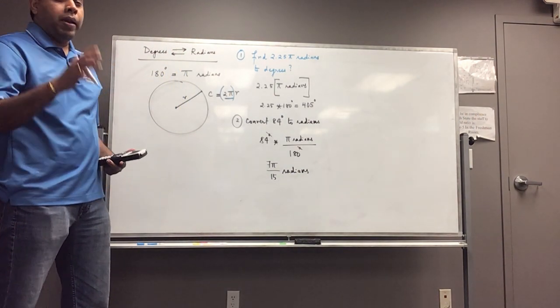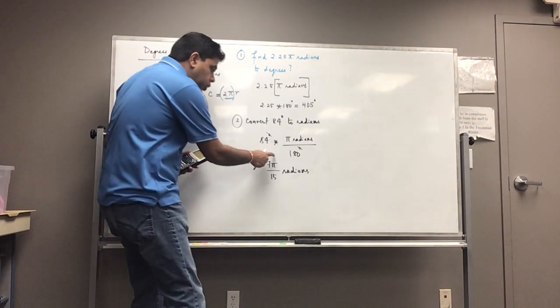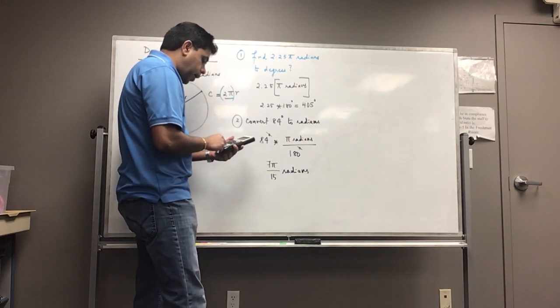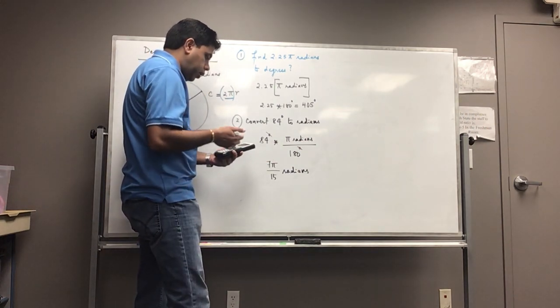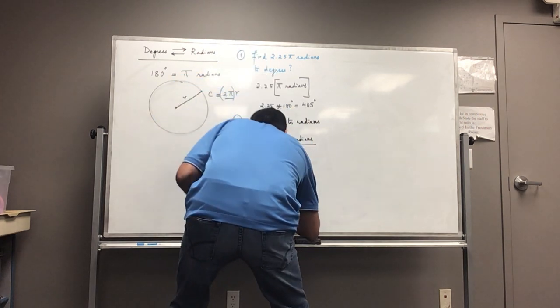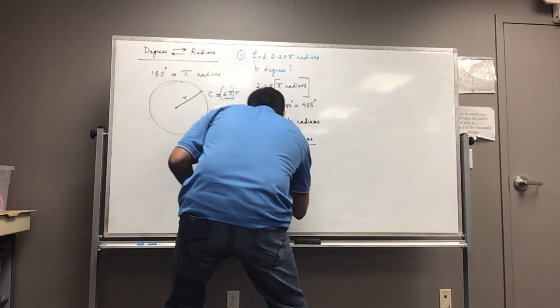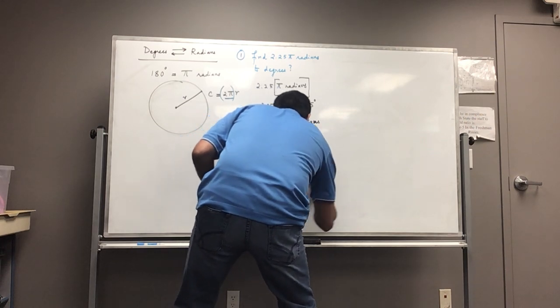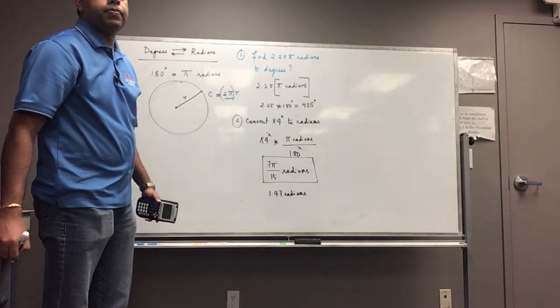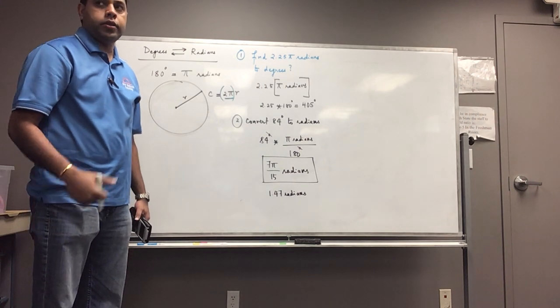Or maybe once I've seen where they put pi as 3.14 and multiplied, and they got 1.47 radians. But this is what I can almost guarantee you'll be expected to give. You guys got that?